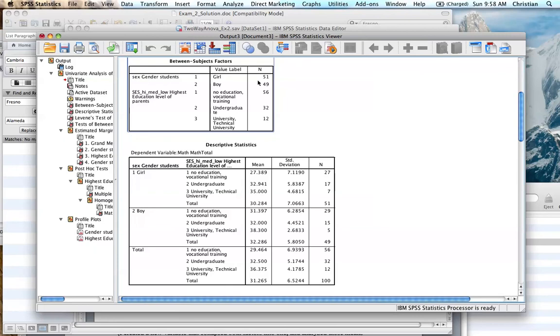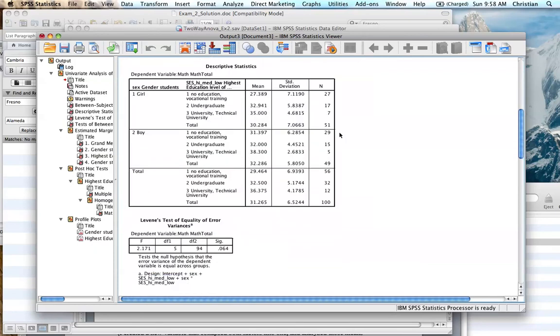Here we see the between-subjects factors, just an overview of how many people are in each group. So 51 girls, 49 boys, and then the three educational levels. We see more than half are from a lower educational background, about a third have an undergraduate degree, and a little bit more than 10% have a doctorate or engineering degrees or whatnot, whatever counts as higher education.